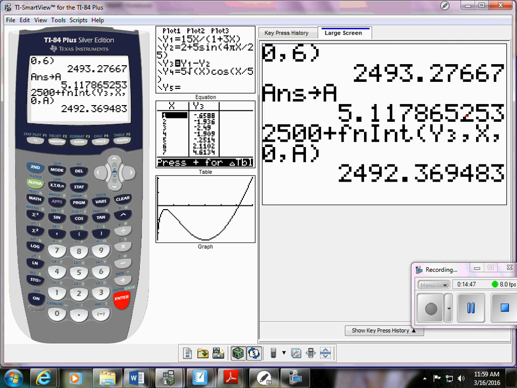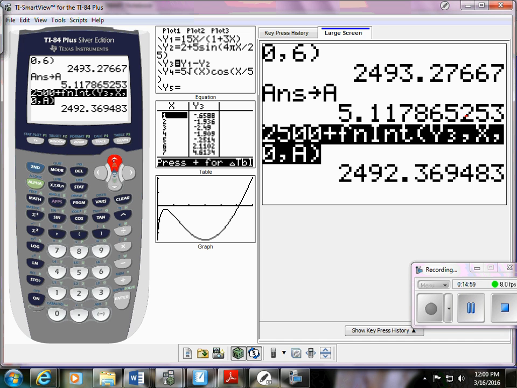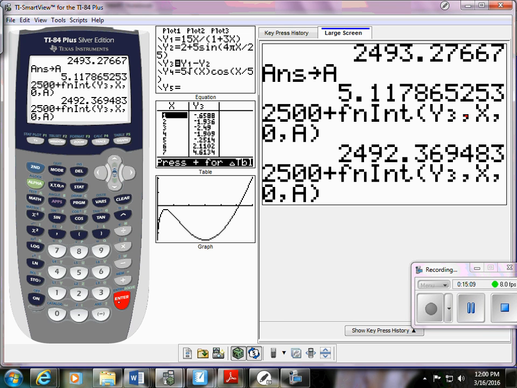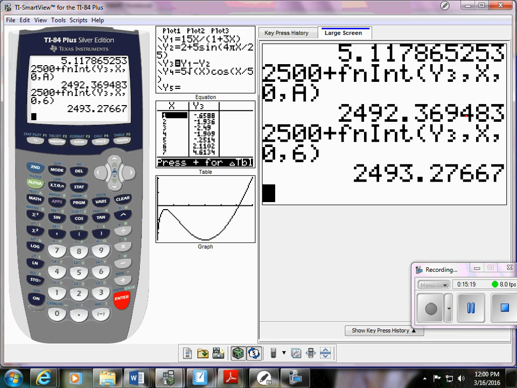And then the great part about this is, to find out how much sand you have at time 6, what do you got to do? Change the A to a 6. I want to bring it back so I can edit it. So I do second enter, and I would just change the A to a 6, and now I would know how much sand I have at time 6. There you go. So they're really close.